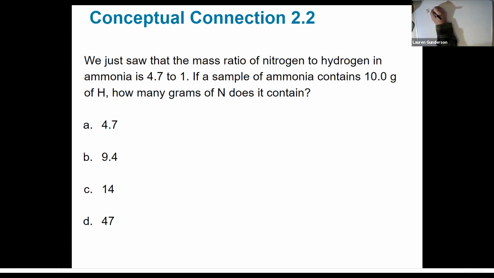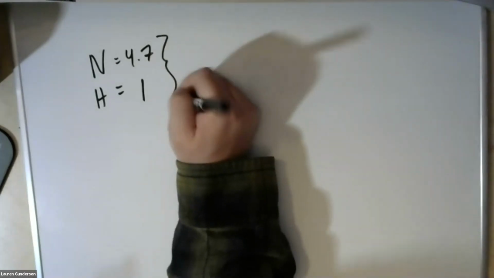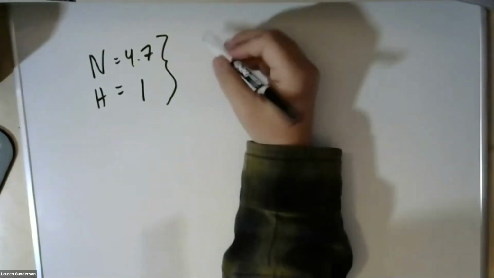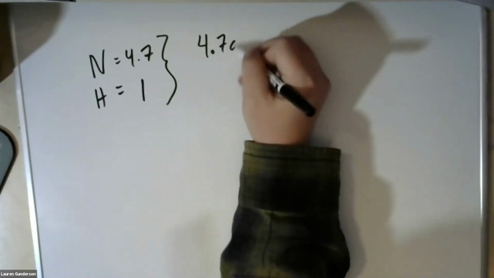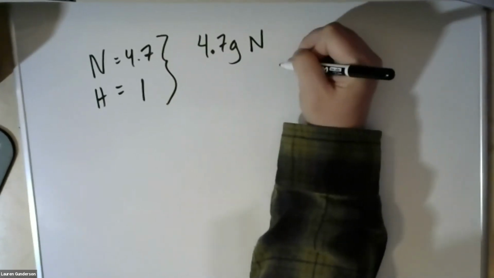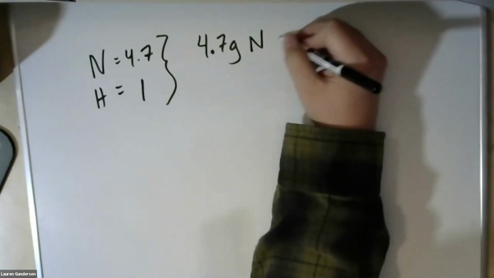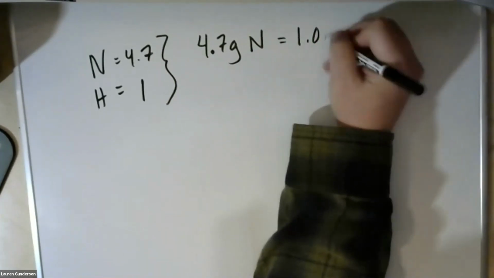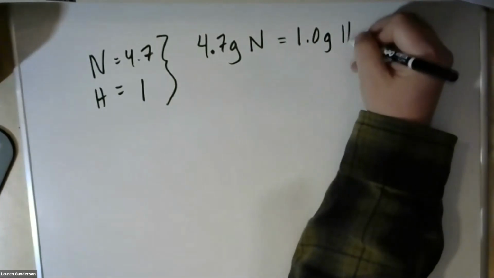So nitrogen is going to be 4.7, hydrogen is going to be 1. If a sample of ammonia contains 10 grams of hydrogen, how many grams of nitrogen does it contain? Okay, so this is the ratio that they gave us, 4.7 to 1. And what this means, again, is that for every 4.7 grams of nitrogen that's in a sample of ammonia, we're going to have 1 gram of hydrogen.